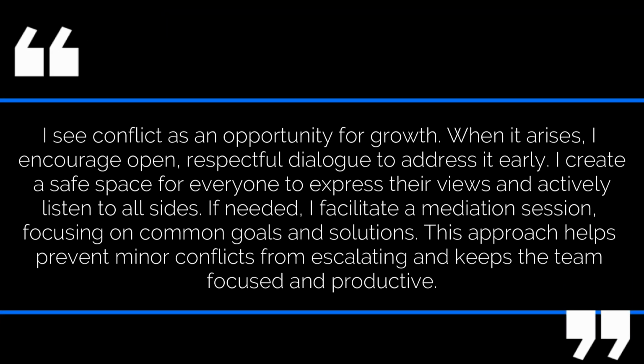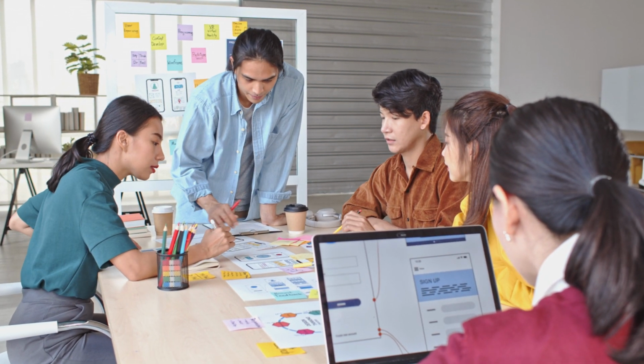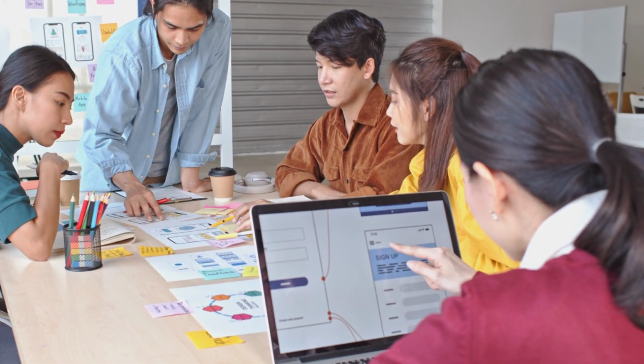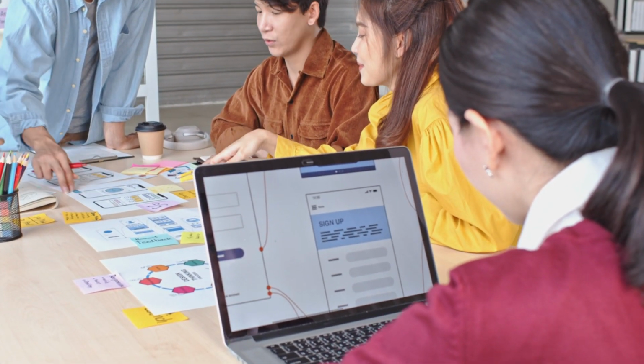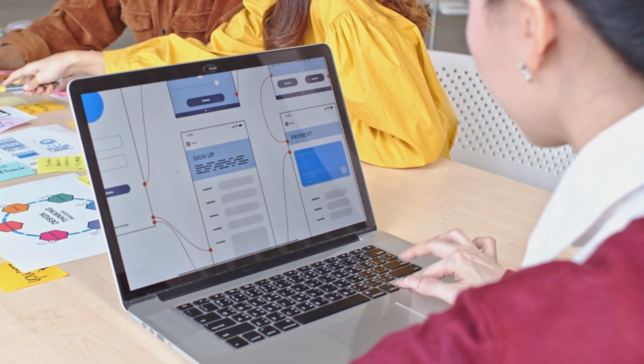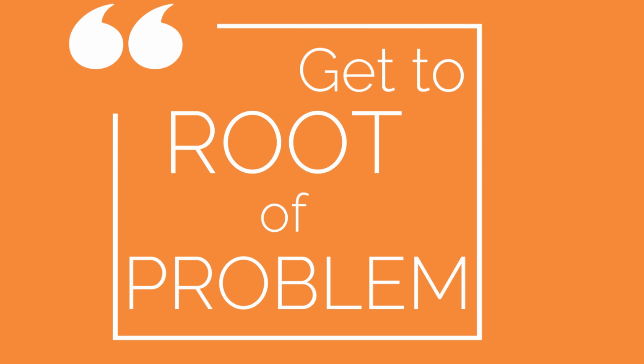The script suggests encouraging open and respectful dialogue to address the conflict early on, creating a safe space for everyone to express their views, and actively listening to all sides. So important. Active listening is crucial. It really is. It's about truly hearing and understanding the other person's perspective, not just waiting for your turn to speak. Exactly. It's about empathy and seeking to understand the underlying needs and concerns that are driving the conflict. Get to the root of the problem.